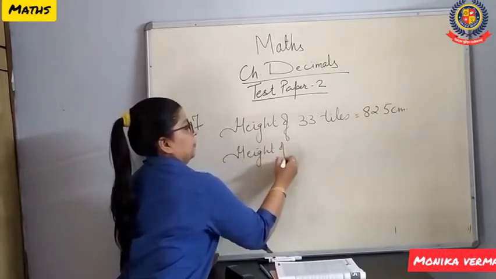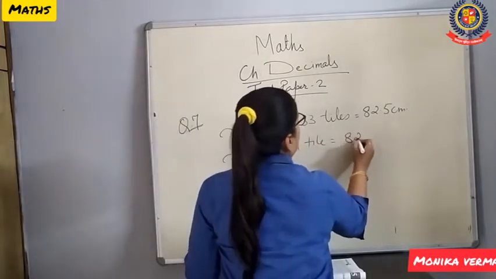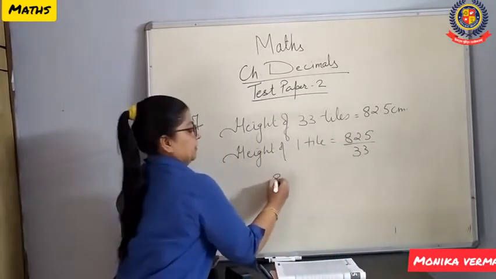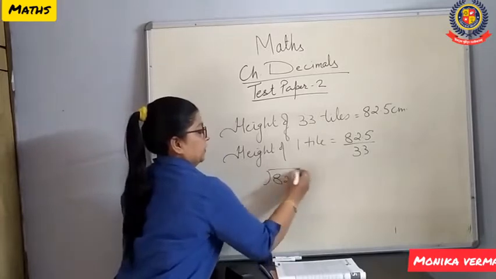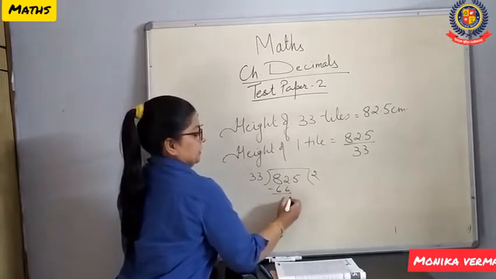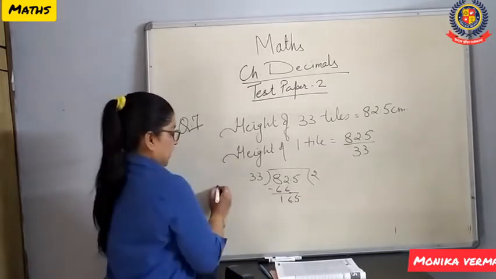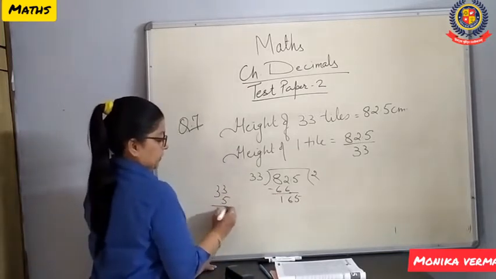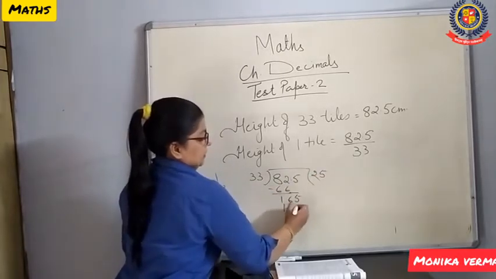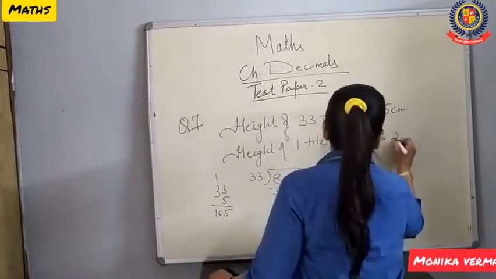So height of one tile is equal to 82.5 divided by 33. So now we'll divide it. 33 2s are 66. 82 minus 66, 16. Bring down 5, we get 165. We can now divide it: 5 3s are 15, 5 1s are 5, so 165. So we got our answer 2.5 centimeter.